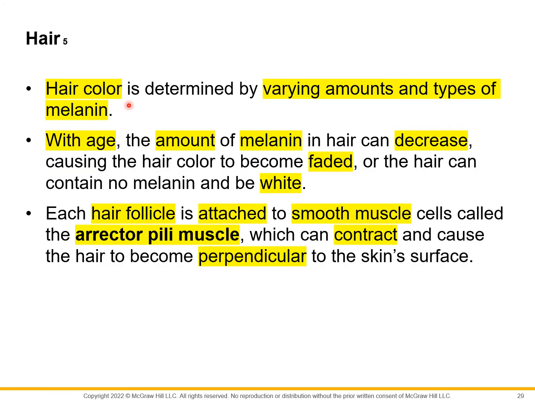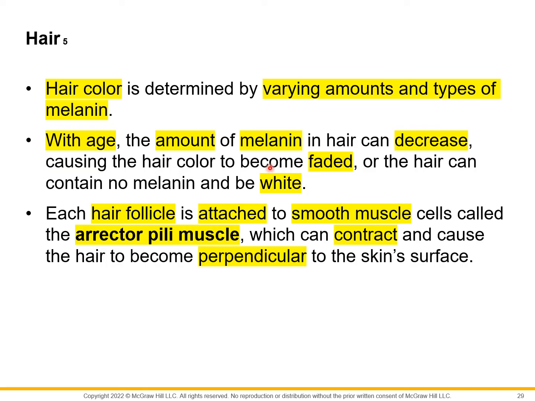So ayun po, again, different people of different ethnicities could have different hair colors because of the type and amount of melanin that is present on their hair. Now, as we can see right here, as we age, the amount of melanin decreases, leading to the appearance of white hairs. Kaya daw po pumuputi, no? Pumuputi yung buhok natin ay dahil kumukonti na rin yung melanin production on our hair.